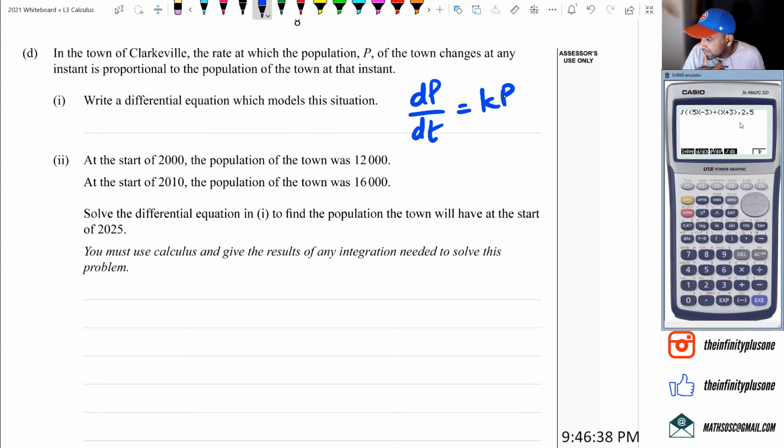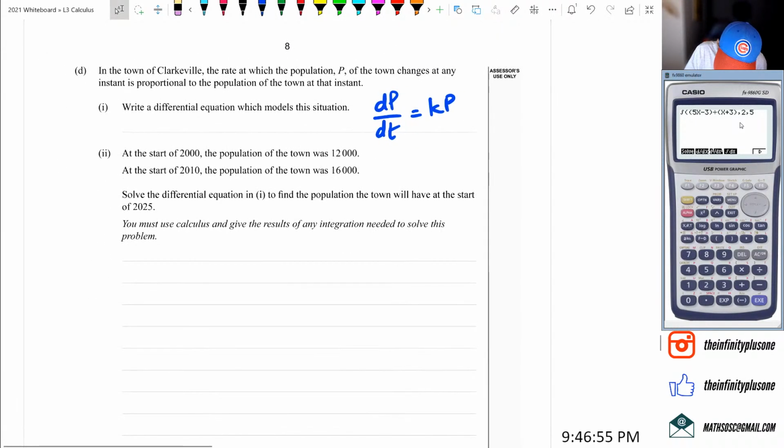Then what it says is at the start of 2000, population is at 12,000, and start of 2010 is that, right? So you're trying to solve the equation at the start of 2025. So basically the first thing you want to be doing is you want to actually integrate this. So to integrate this, we're going to bring p to this side and leave k on the other side, and we're going to write this as dp over p equals k dt.